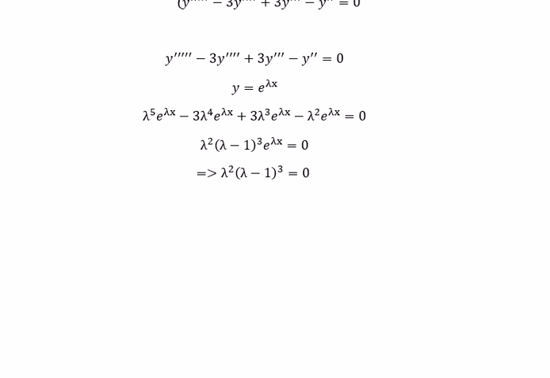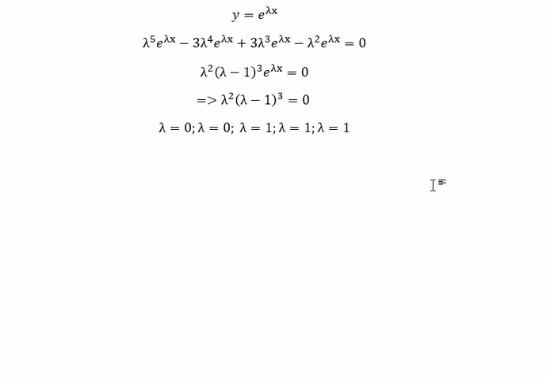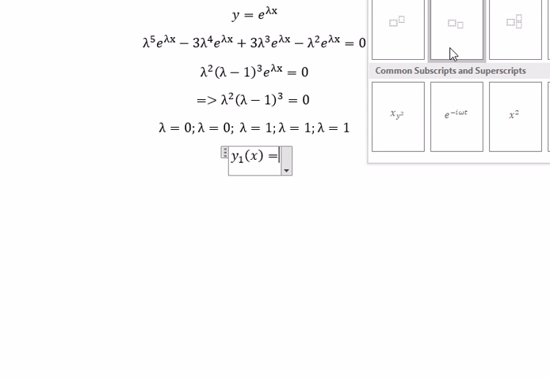So we will get this one equal to 0, lambda equal to 0. This one we have the power 3, so we get lambda equal to 1, and 1, 3 times in here. Because we have two solutions equal to 0 because we have the power 2, we get y1(s) equal to c1.